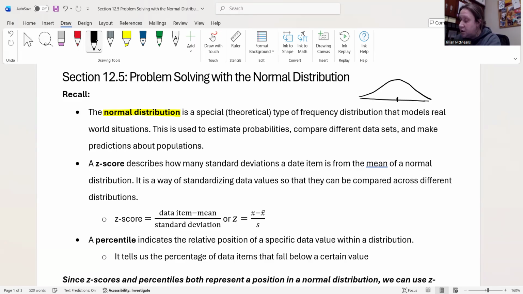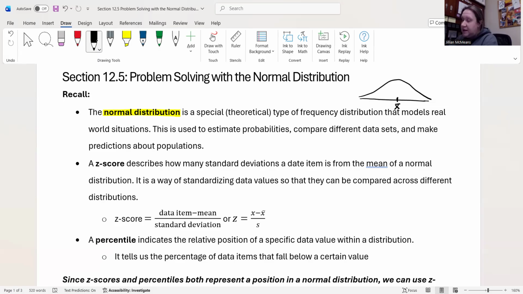Remember? The center of this is the mean, technically the mean, the median, and the mode. And then we'll use iterations outside of the mean called standard deviations. Okay, so the standard deviation is kind of how spread out the data is compared to the mean. So when we talk about a normal distribution, we will always describe it by the mean and the standard deviation. Okay, the normal distribution is used to estimate probabilities, compare different data sets, and make predictions about populations.